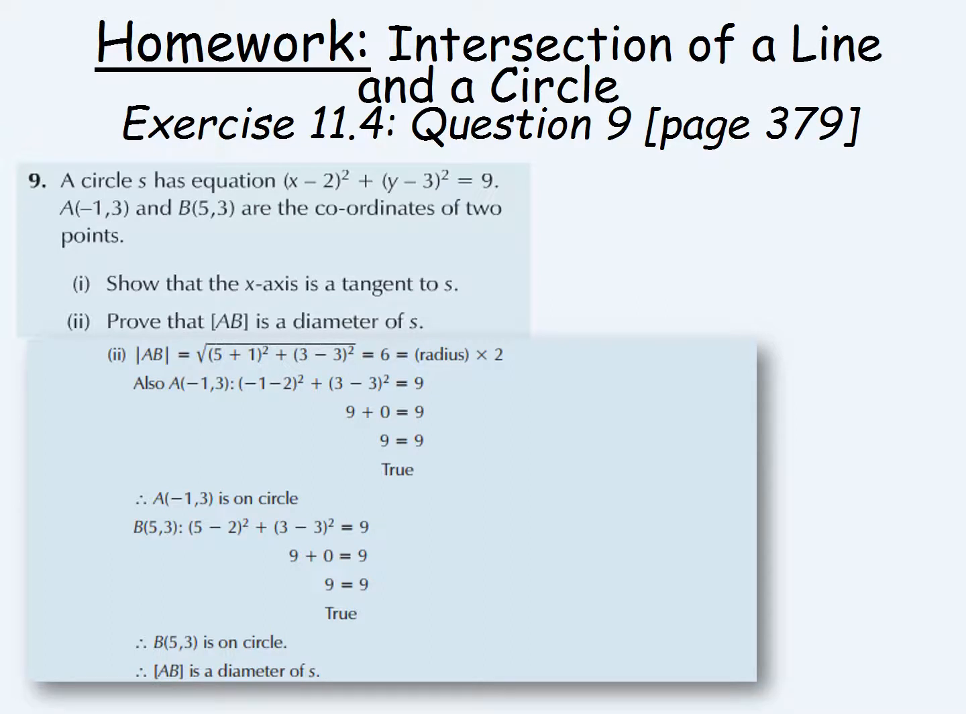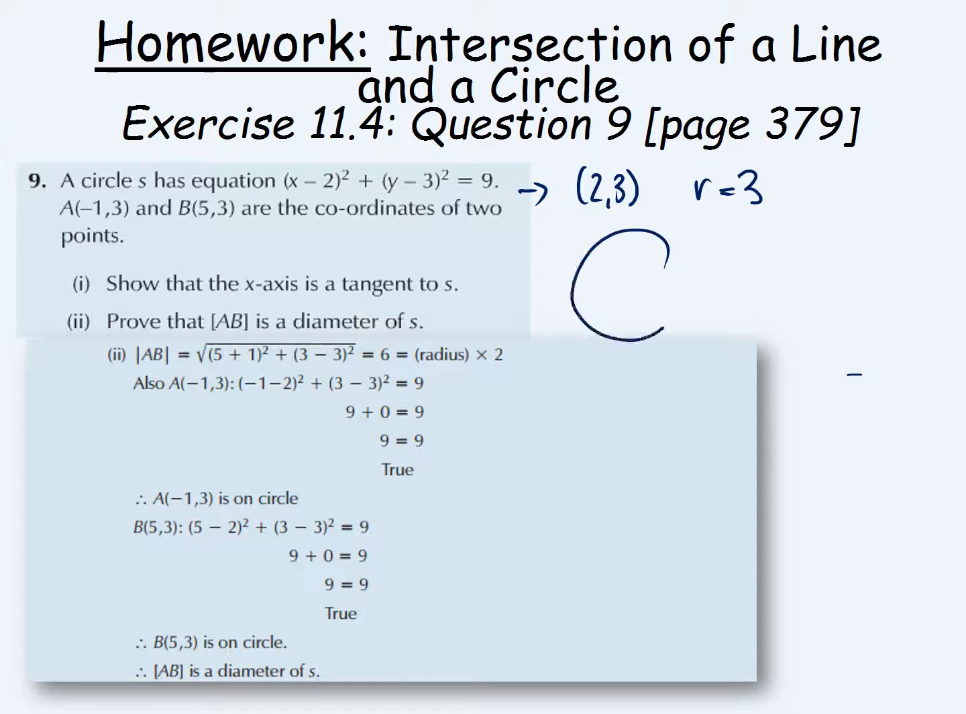The second part then says, prove that AB is the diameter of S. Be careful. Straight away people will say, if it's a diameter, then I can just figure out the length of A to B, and in this case you can see we worked out that it's 6. From this circle we would have had a center (2, 3) and a radius equal to 3, since 9 is equal to 3 squared. Notice that they never told us A or B were on the circle, so it's not enough to say that the length from A to B is equal to the diameter.